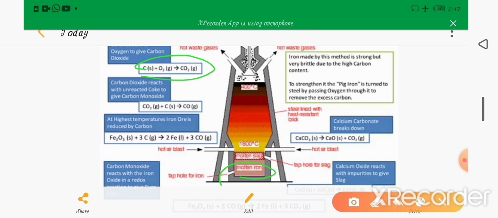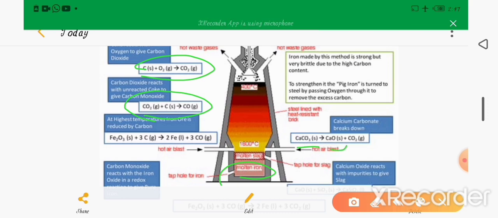Okay, next step, it is the fusion zone. Here carbon dioxide reacts with carbon to form carbon monoxide. This carbon monoxide is used to reduce the iron oxide to iron. Meanwhile, the limestone, which we added in the third step, is calcium carbonate. Calcium carbonate decomposes to form calcium oxide and carbon dioxide.